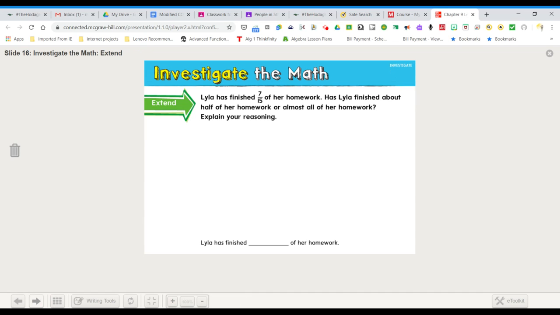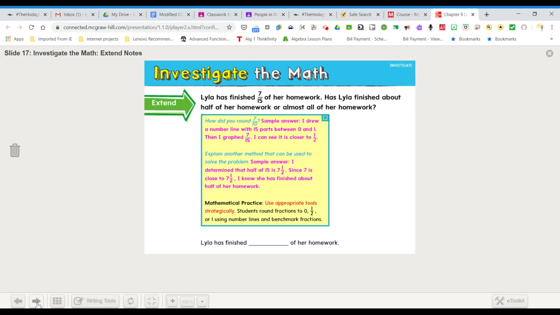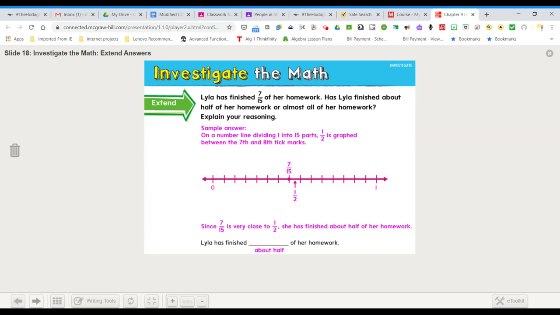So she's actually a little less than half, but we're talking about, is it about half or is it closer to a whole? So as you're looking at this, and if you were to put this on a number line, or if you think about just in the terms that I was talking about, half of 15 is 7.5. So it's going to be closer to that half mark. So Lila is about halfway done with her homework.